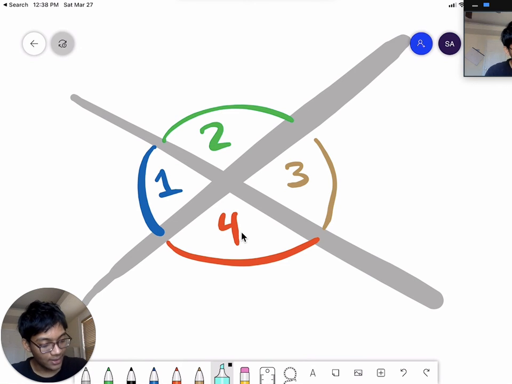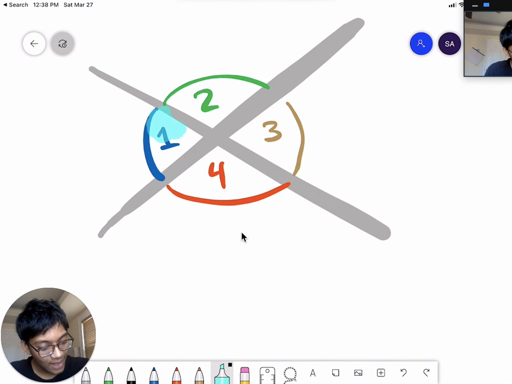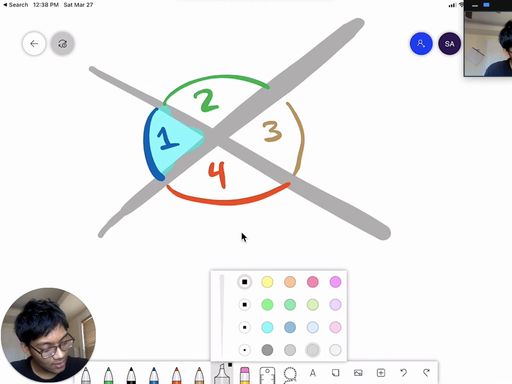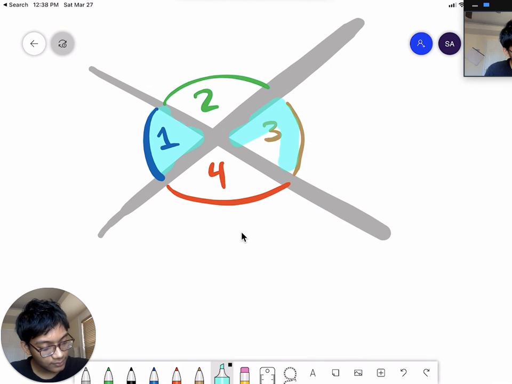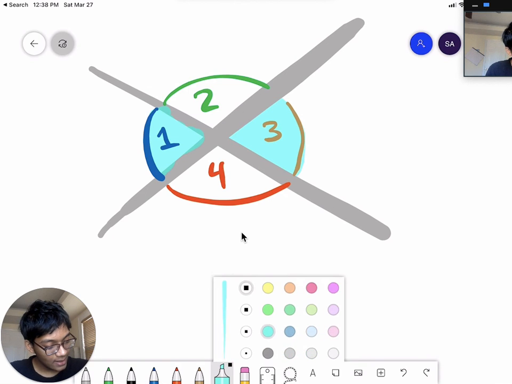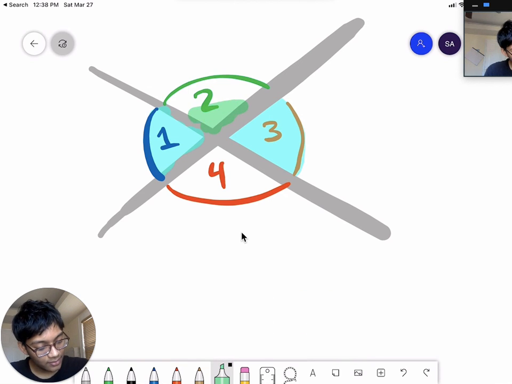Now what can we say about these angles? Well, amazingly enough, this is almost like if you make a cross with your arms. So what's pretty cool about this is that this angle 1 right here is actually equal to this angle 3. Okay, and guess what? Angle 2 up here, this green angle right here, that's equal to angle 4. That's right, it's equal to angle 4.